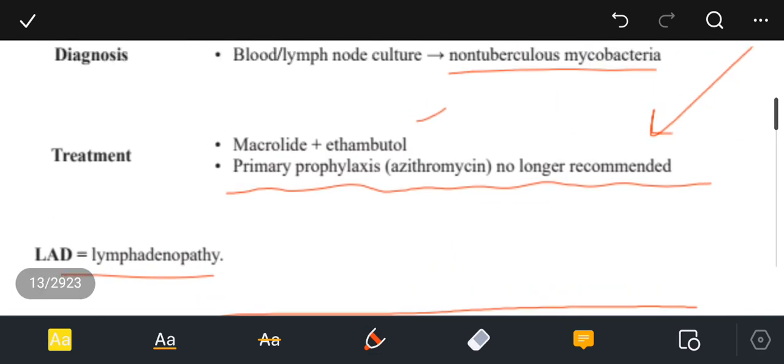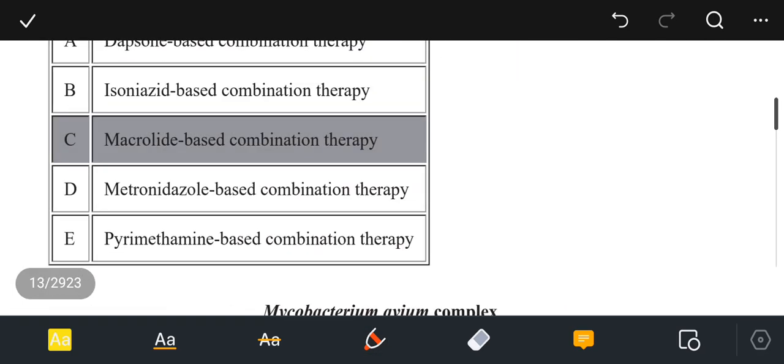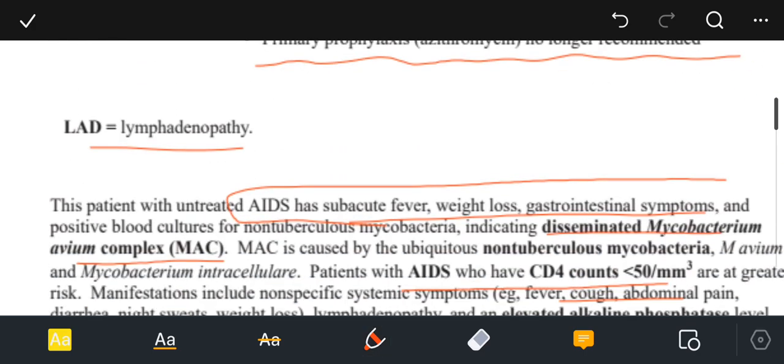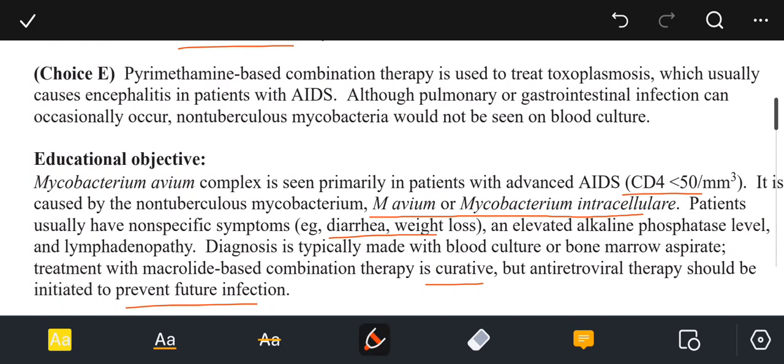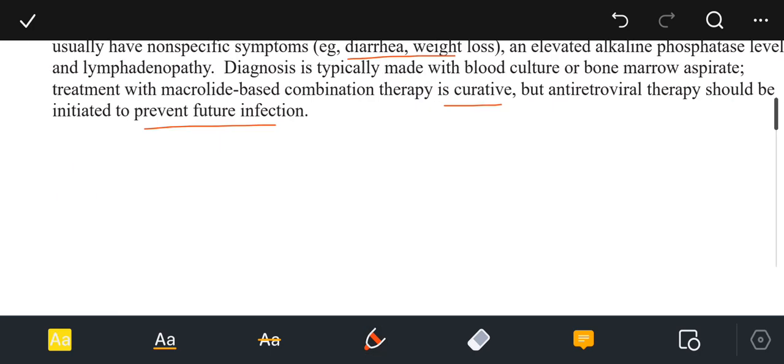The choice E, that was pyrimethamine-based combination therapy. This was not the option of choice because the pyrimethamine-based combination therapy is used to treat toxoplasmosis, which usually causes encephalitis in patients with AIDS. Although pulmonary and gastrointestinal infections can occasionally occur, the non-tuberculous mycobacterium would not be seen on the blood culture.